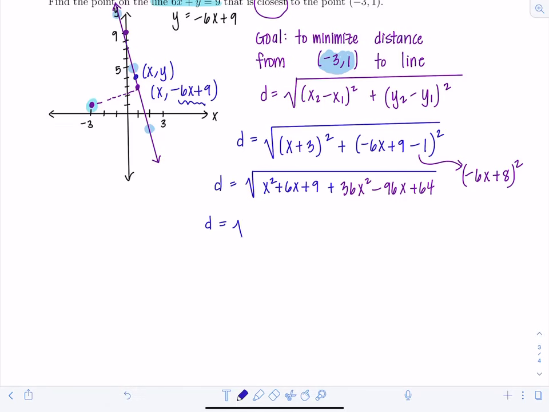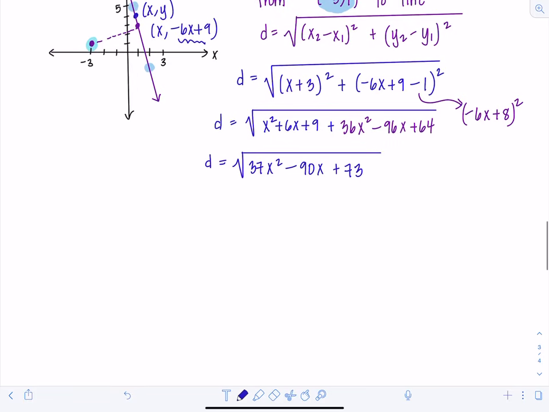So d equals the square root of 37x squared, 6x minus 96x, that's minus 90x, plus 9 and 64 is 73. Okay, so here's our distance formula, and this is the quantity that I want to minimize. If I want to minimize it, according to our techniques from earlier, I need to take the derivative of this function. Now this is not going to be the easiest derivative to take because we have a radical function and I'm going to have to apply the chain rule.